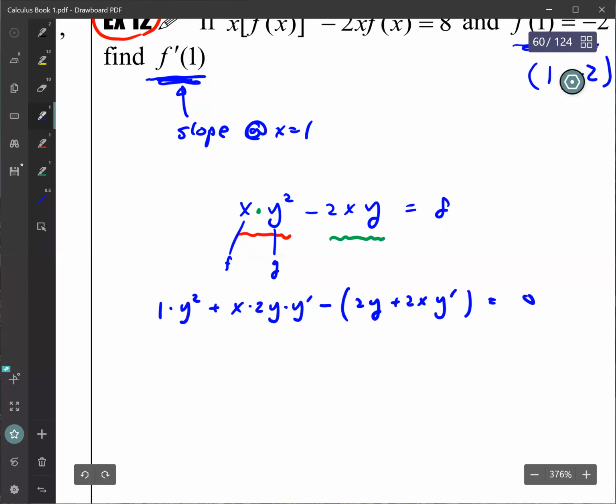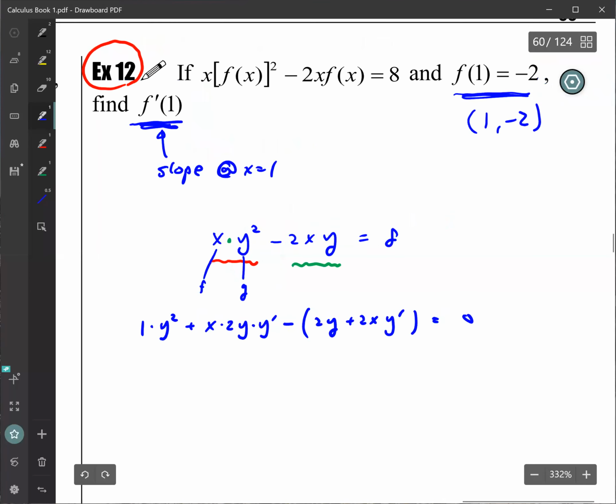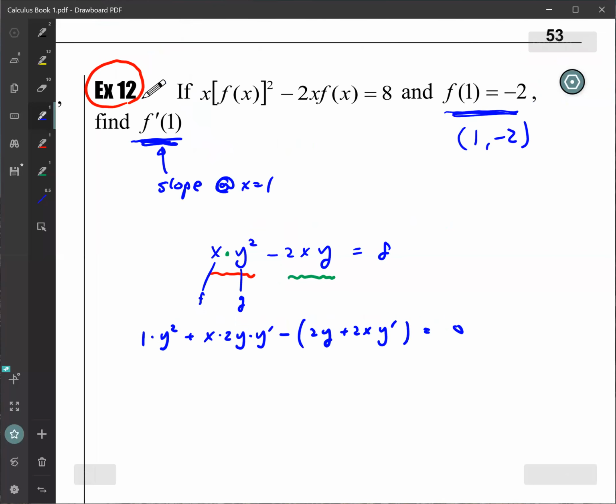Of course you can try to isolate the y prime now. But since this question is asking for a value, what you could do is start by subbing in numbers. You want to find f prime of 1. So you can sub the 1 into all the x, and when x equals 1, the y has to be -2, right? It's a point. That way you can simplify your isolating work. So I'm going to sub in x equal to 1, y equal to -2.